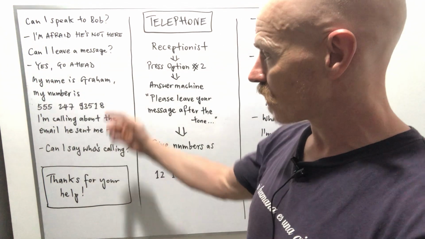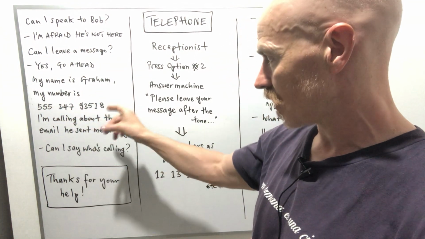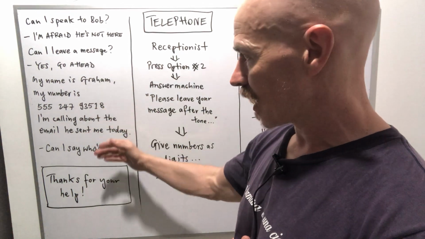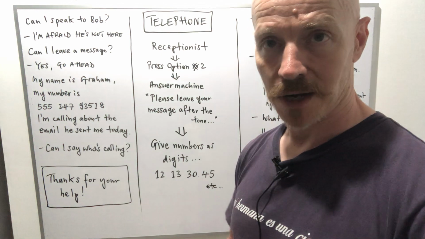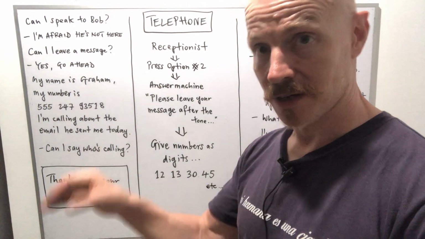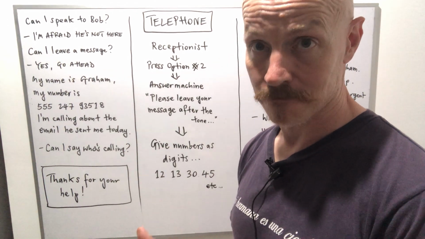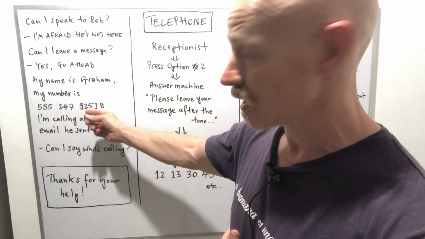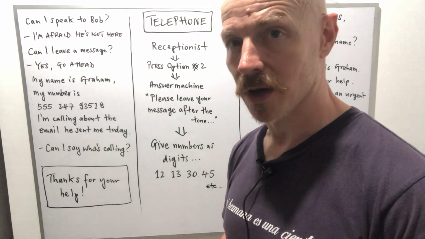Hello, Bob, this is Graham. My number is 555 247 93518. I was calling about the email you sent me today. Please ring me back. That's it. Because then you've only got your 10, 20 seconds to leave your message. Yeah, much clearer because you said who it is, what the number is, and why. Very briefly, why you want to talk to him.